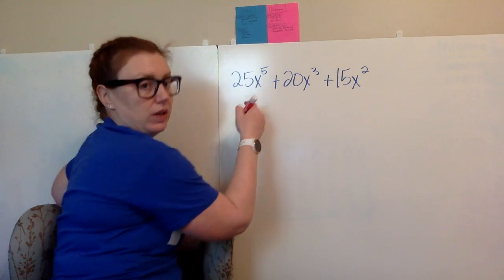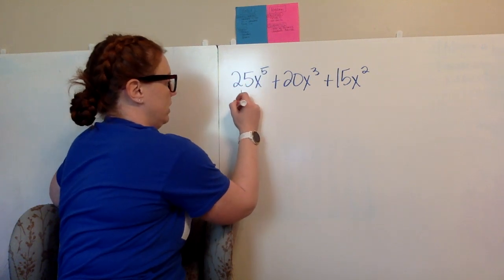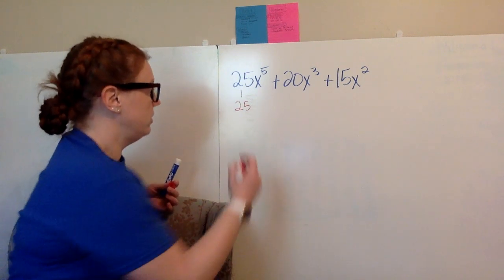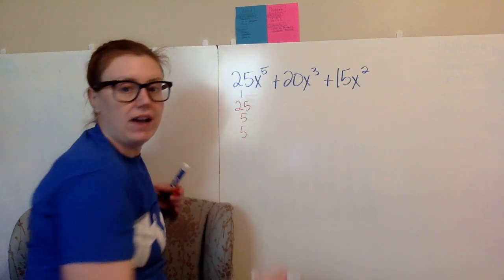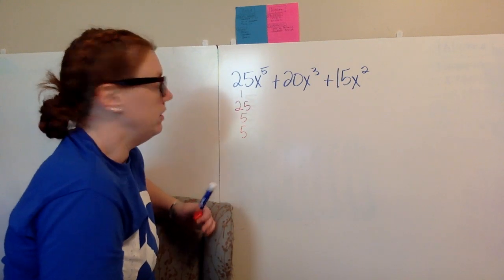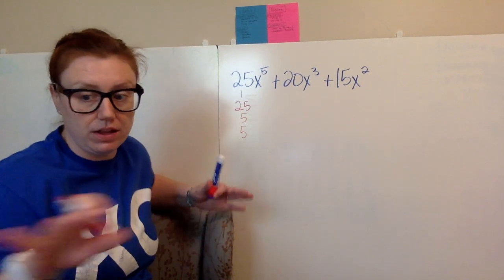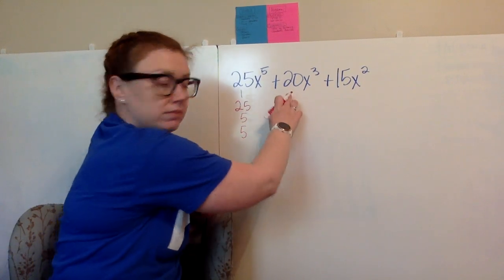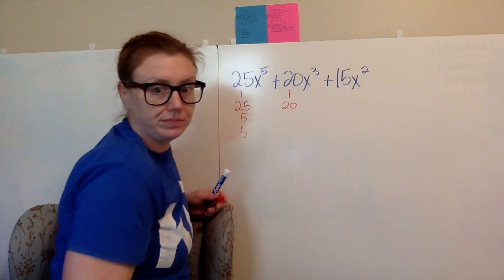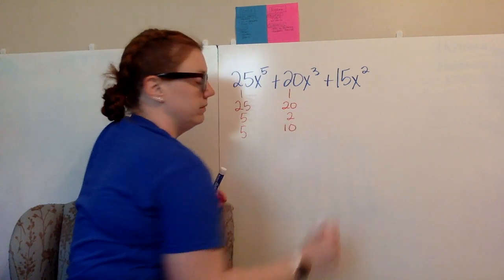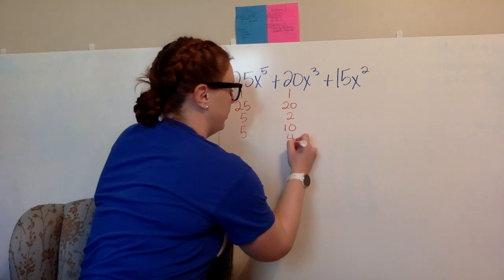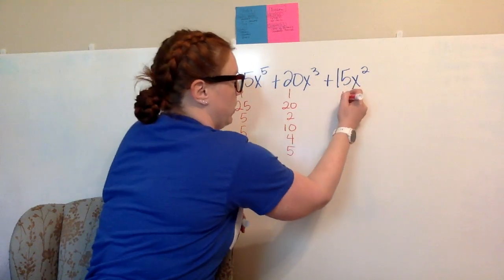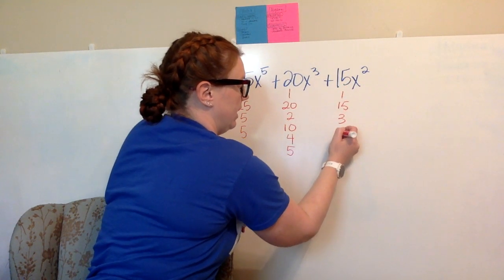So I know that 25 can become 1 and 25, right? I can do 1 times 25 to get 25. I can also do 5 times 5 to get 25, right? And those are the only factors of 25. There are no other factors of 25. And I can make sure that that's true by looking at my factor squares. 20 can be 1 and 20. It can be 2 and 10. Or it can be 4 and 5. And then 15 can be 1 and 15 or 3 and 5.